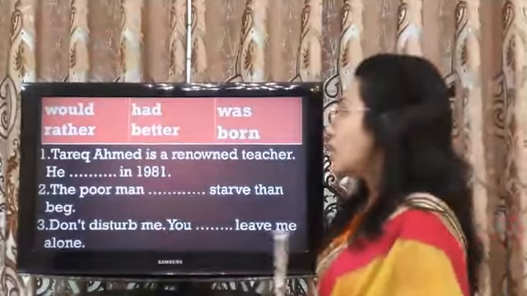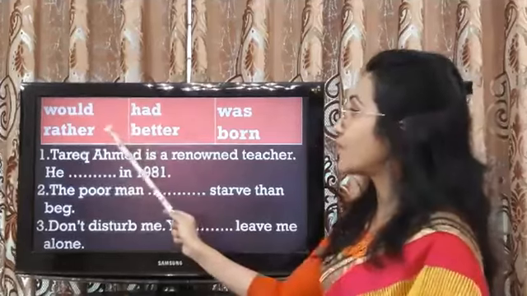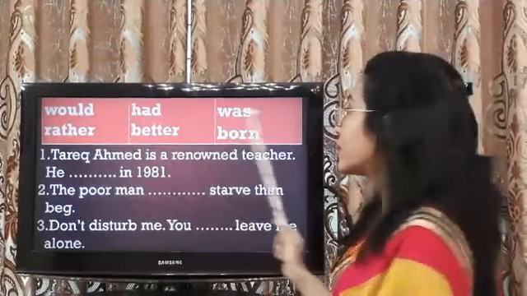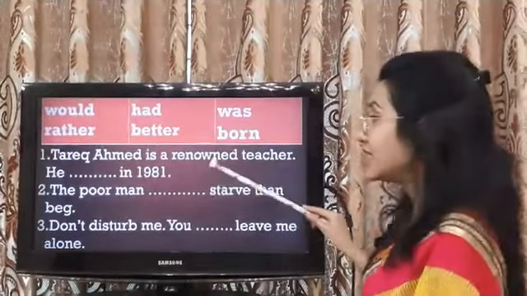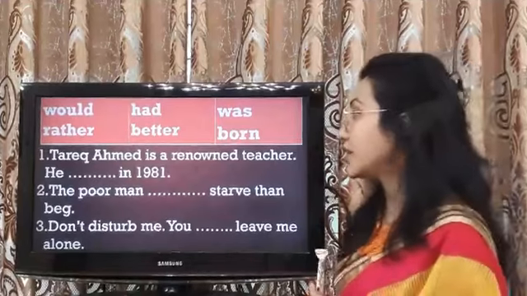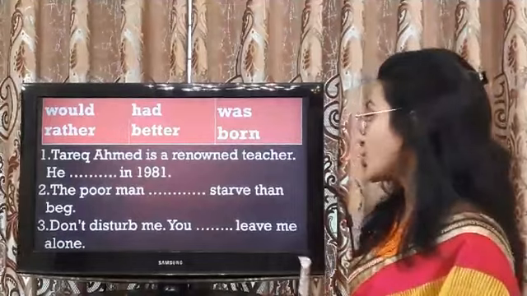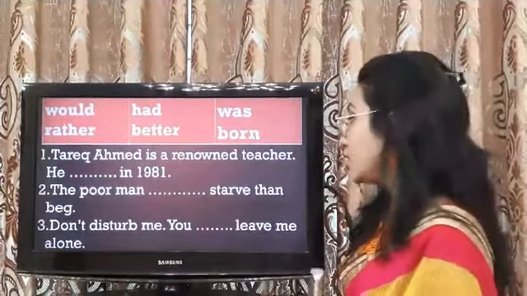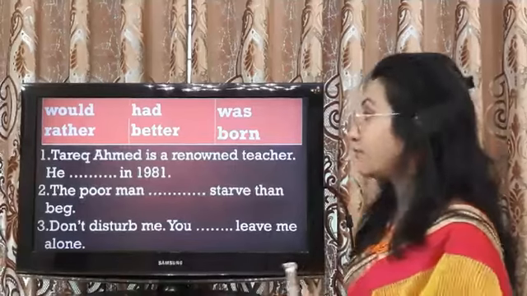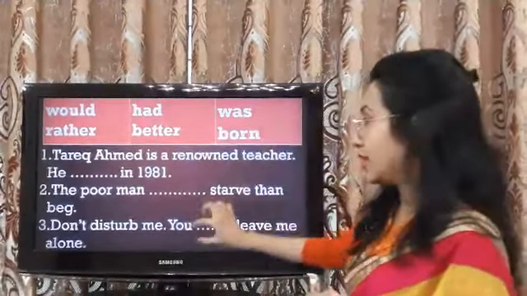Now it's time for a short quiz. Let's see what question do we have here. So as you can see, I have given 3 clues. First one is would rather, second one is had better, and the third one is was born. এবং আমাকে ৩টা কোয়েশ্চেন দেয়া আছে। ফার্স্টটা হচ্ছে, Tariq Ahmed is a renowned teacher. He dash in 1981. Number 2, the poor man dash starve than bake. And number 3, don't disturb me, you dash leave me alone. So what you have to do, you have to put the right clue in the blank.